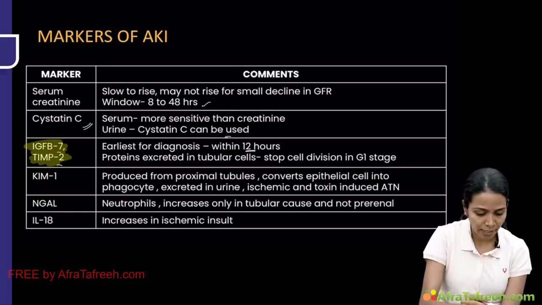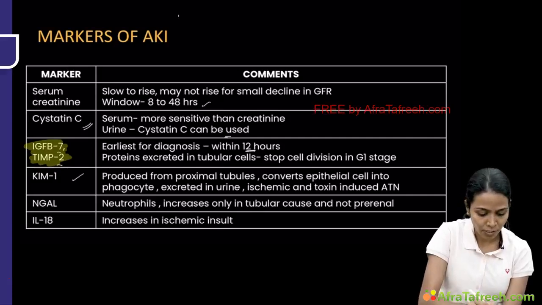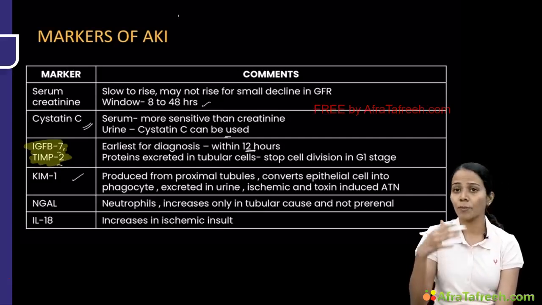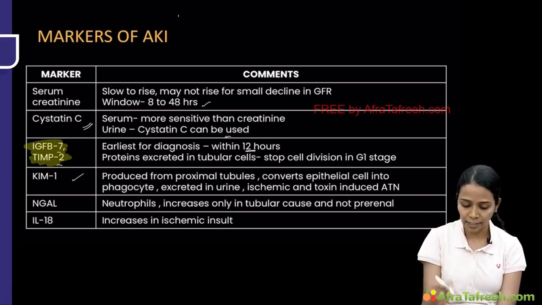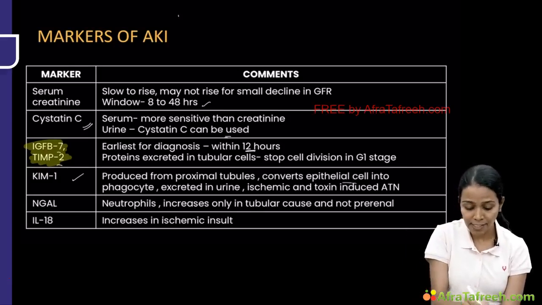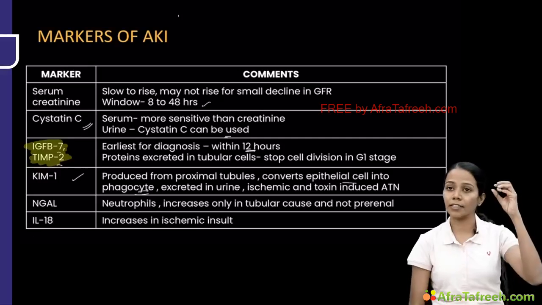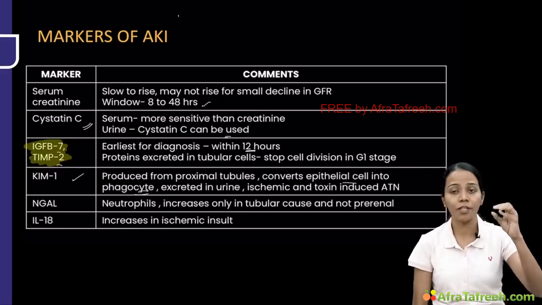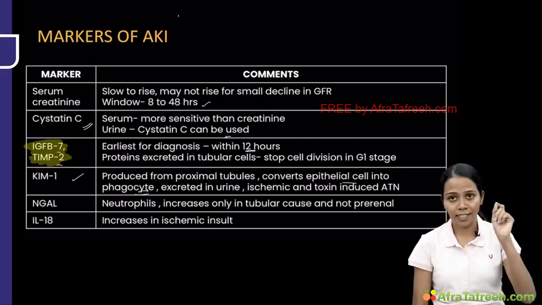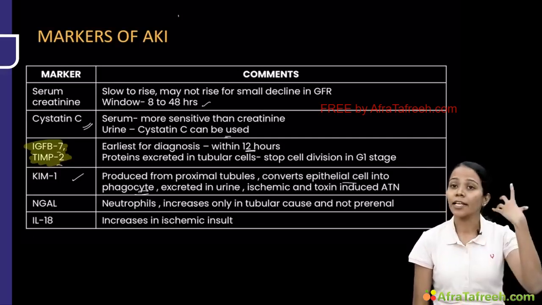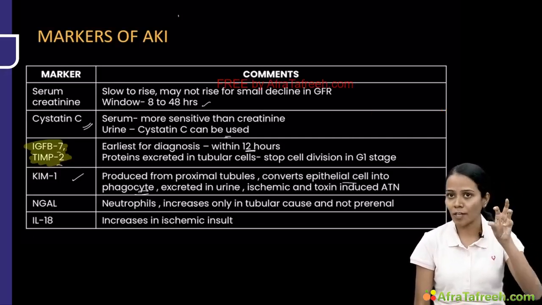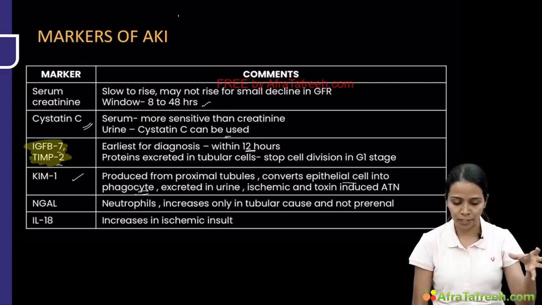Then next coming is KIM1. Okay, so the KIM1, it is produced from the proximal tubule of the kidney and it converts epithelial cells into phagocytes. So whenever the damage happens to the proximal tubule, this KIM1, that is kidney injury molecule 1, is produced. It converts this epithelial cell into phagocyte, which will go and do its protective function. Okay.